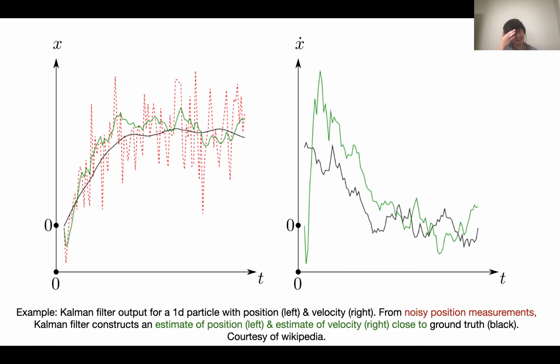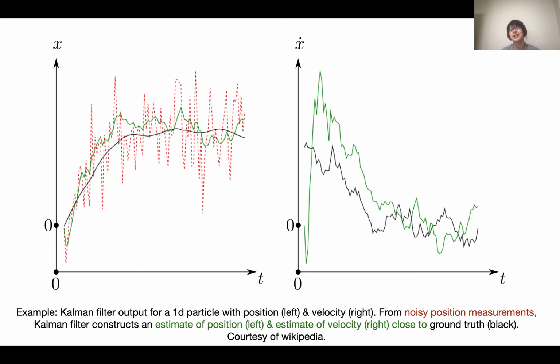And to visualize this, these are some nice plots from the Wikipedia page on Kalman filtering. And it's illustrating essentially this application in the one-dimensional setting. So on the left, we have the position. On the right, we have the velocity. Now, the red, that's the input. So that's a noisy observation of the position, like you would get maybe with a radar signal. And the black, in both cases, is the ground truth position, and on the right, it's the ground truth velocity.